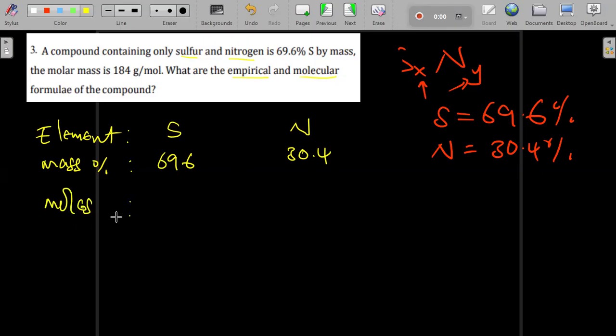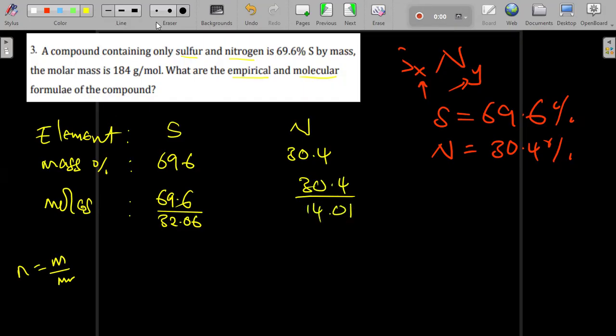So how do we find the moles? Remember, moles is equal to mass over molar mass. So we divide this percentage mass here by the molar mass of sulfur, and this percentage mass by the molar mass of nitrogen. So this is going to be 69.6 divided by the molar mass of sulfur, which is about 32.06. And here it's going to be 30.4 divided by the molar mass of nitrogen, which is about 14.01. Let's divide and see what we're going to get as the moles.